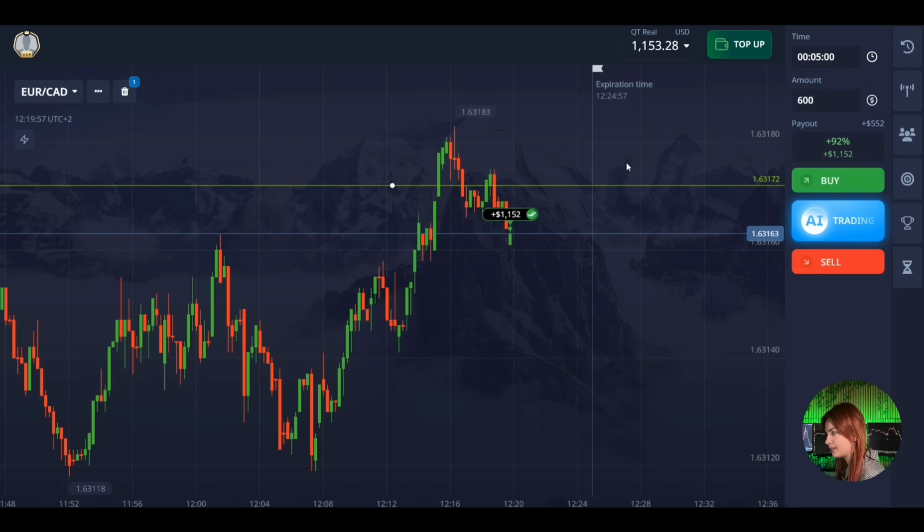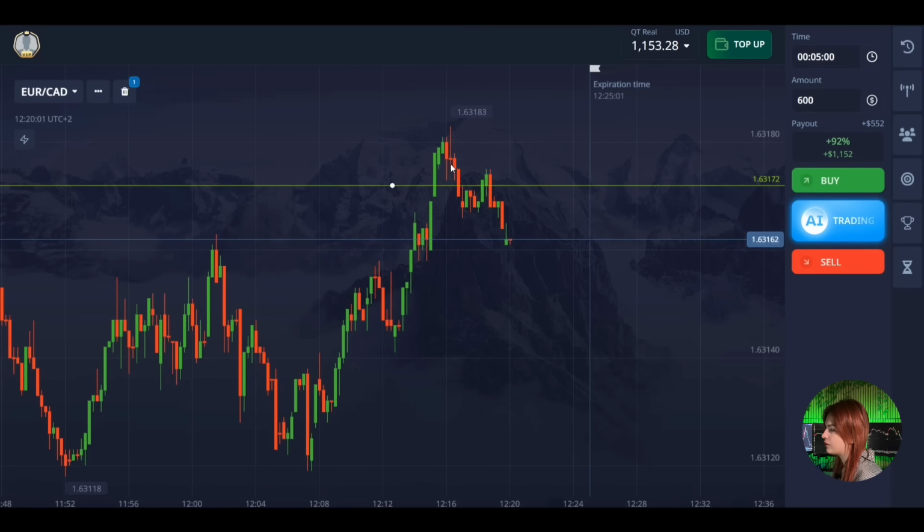So, my dear traders, that's amazing. The price really continued to move upwards. Also, the level was broken, after which there was a rollback downwards. The price again approached our entry point, but still we managed to get profit here.